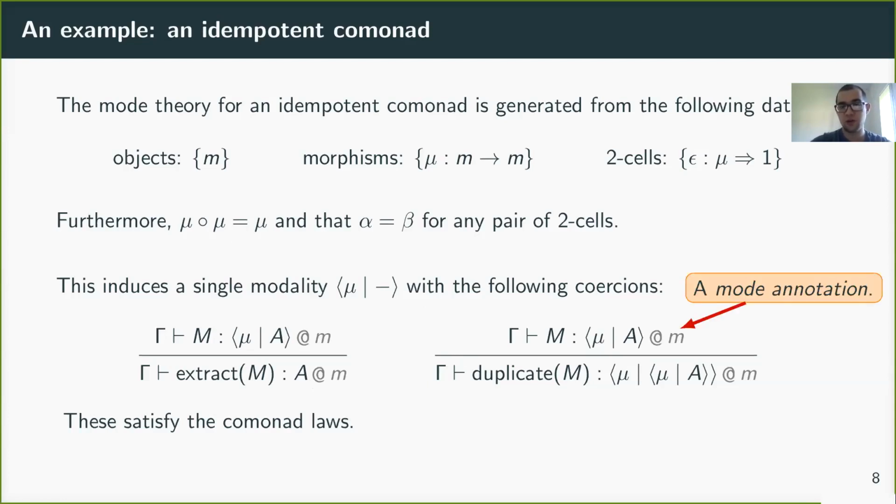Now, as a bit of notation here, you'll notice that all of these judgments have these M's at the end. This is a mode annotation. It tells us what mode this judgment is taking place at. For the present example, there's only one mode, so it's perhaps not the most interesting piece of data. But as we go further, there'll be multiple modes, and then it will be important to keep track of where each judgment takes place.